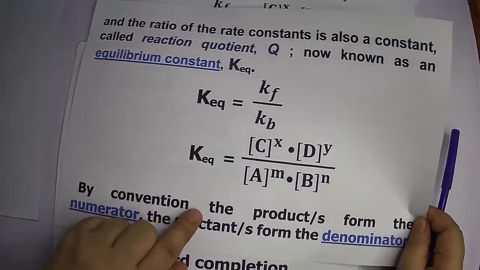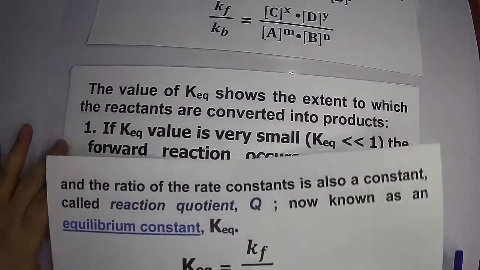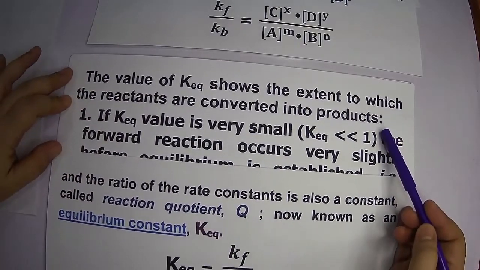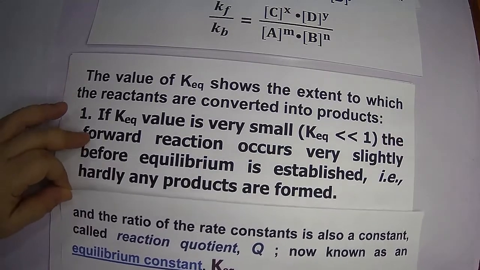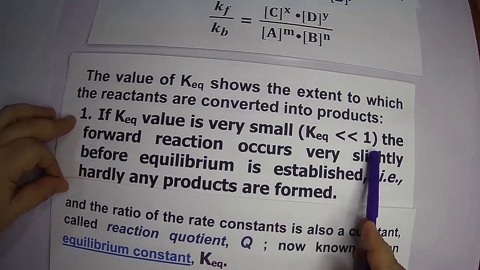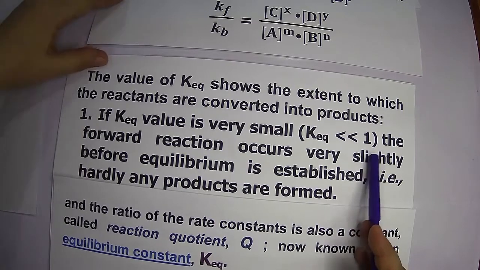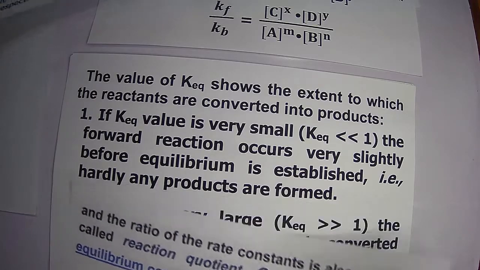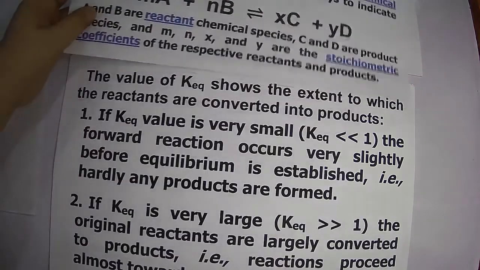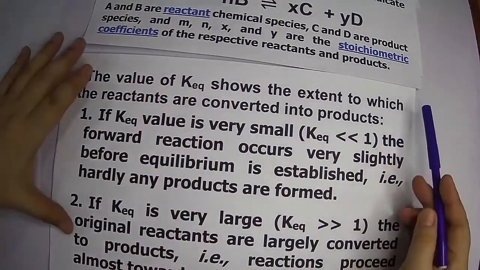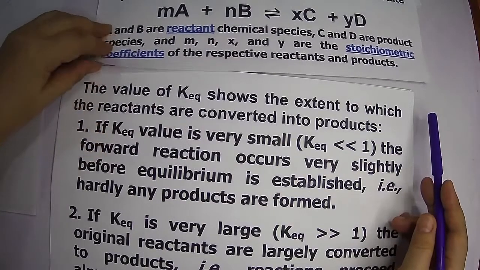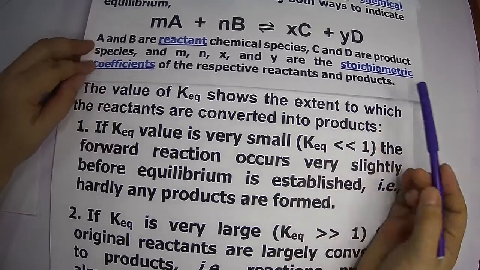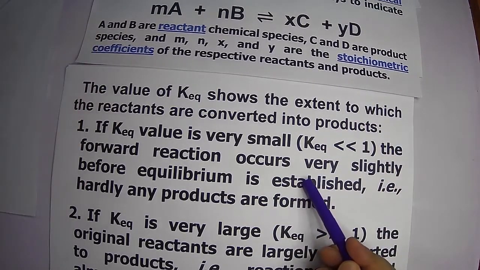What does this value Keq indicate? The value of Keq shows the extent to which the reactants are converted to products. If the Keq value is very small, less than 1, the forward reaction occurs very slightly before equilibrium is established. That means hardly any product is formed and yet equilibrium is already attained.